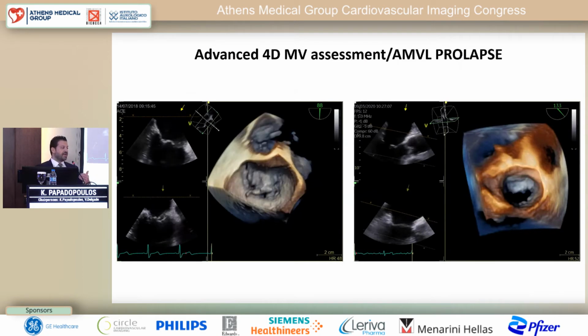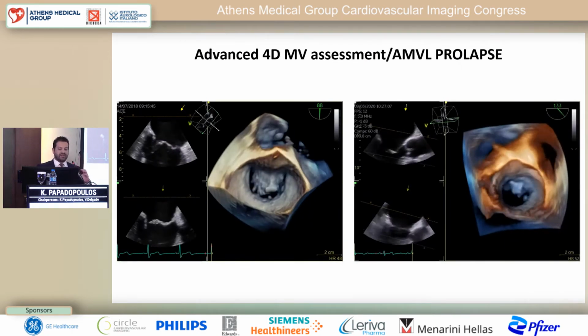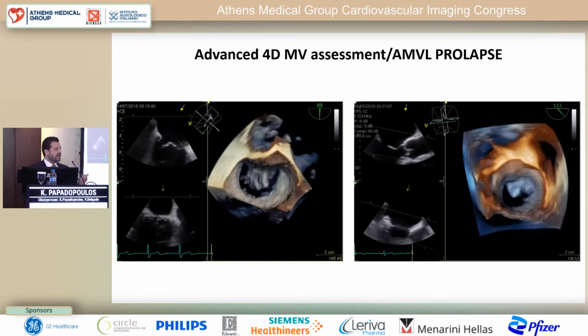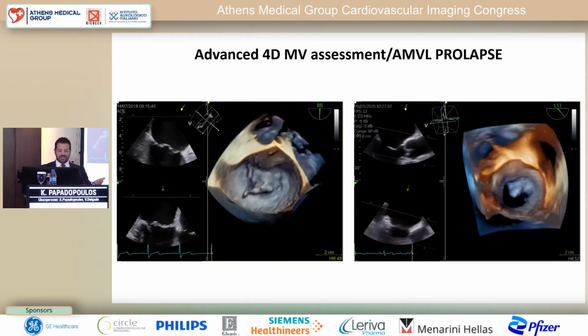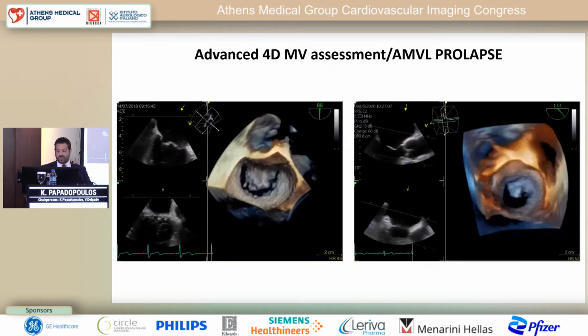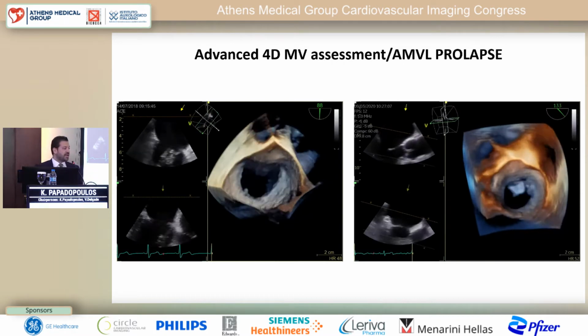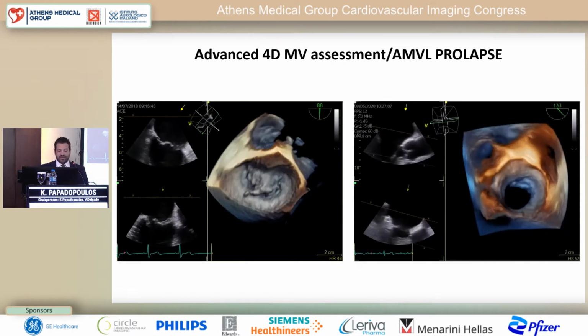And by showing these examples, only by taking this 3D en face view of the valve, we can understand that on the left side of the screen, we have a patient with an A2 prolapse with a ruptured chordae. On the right side, we have an A2 prolapse without any rupture of the chordae.